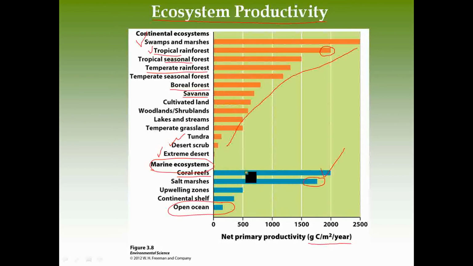And so you should look at a graph like this and be able to interpret it, to understand why swamps and marshes and tropical rainforests lead the way, why forests in general are the top producers when it comes to glucose, as compared to grasslands, which are down here, and of course compared to water ecosystems.